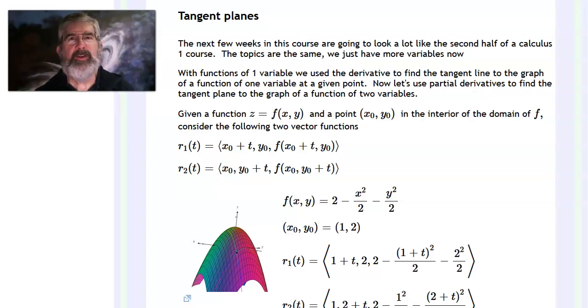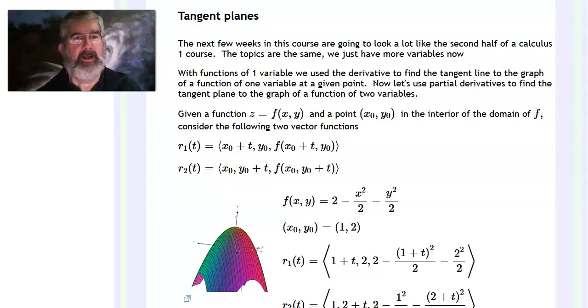In this video, I want to take a look at tangent planes to surfaces. Before I do, I just want to point out that for the next few weeks, this course is going to look a lot like a Calc 1 course. The same topics, think about the applications we did for the derivative at the end of Calc 1.